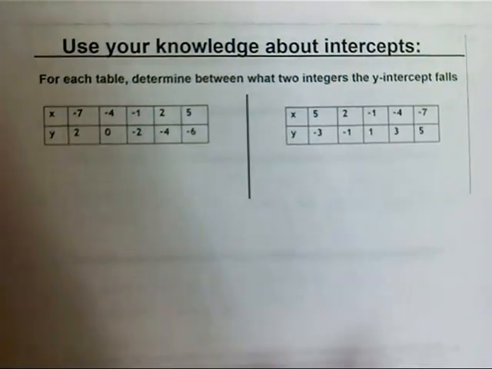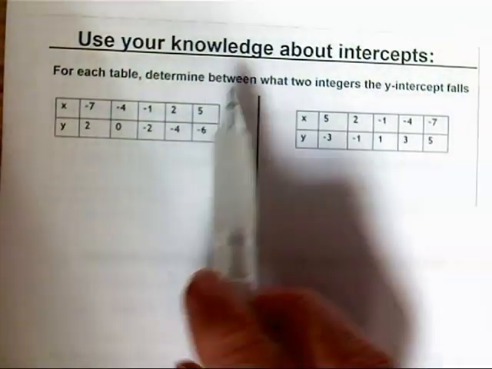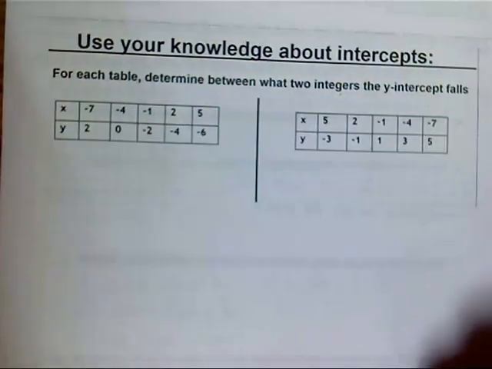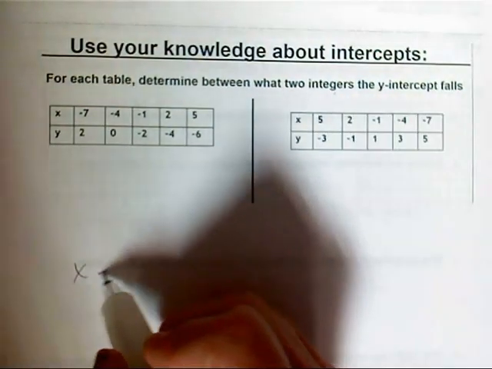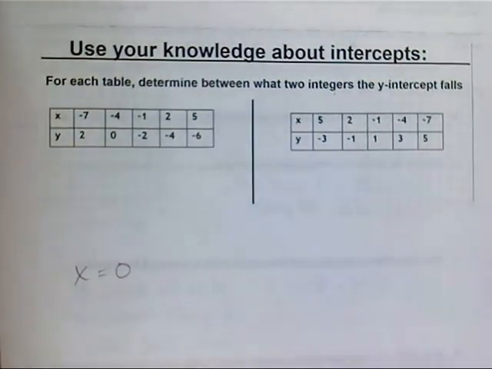Turn your paper over. Last 2. All right, we're going to use our knowledge about intercepts. For each table, determine between what 2 integers the y-intercept falls. Okay, so y-intercepts happen when x is equal to 0. So that's what I have to find on my chart, is when x is equal to 0.